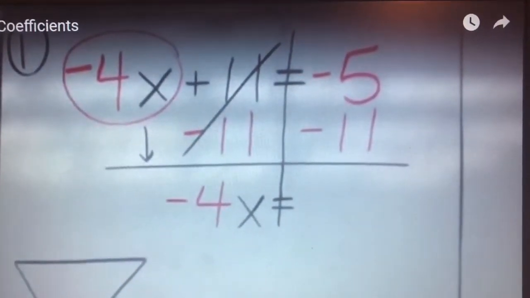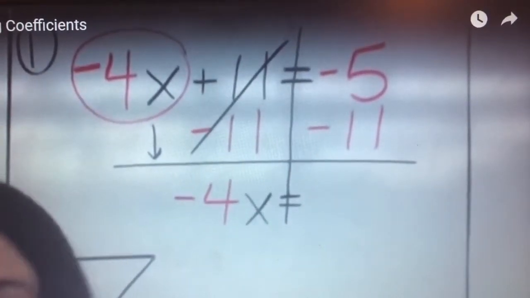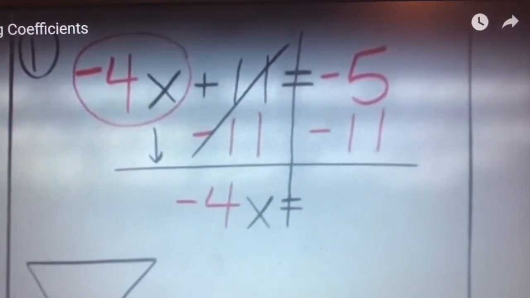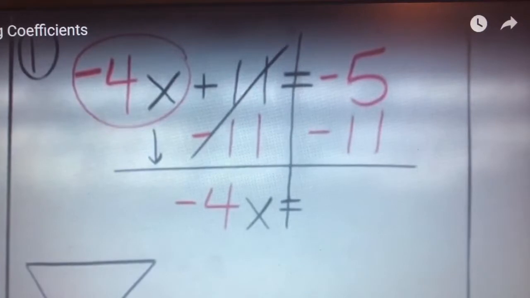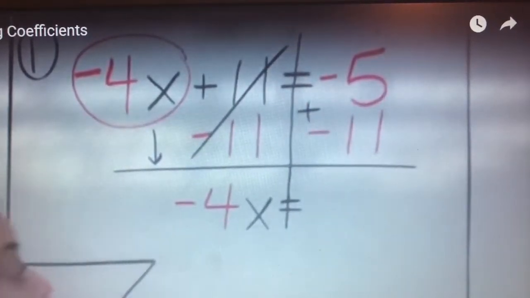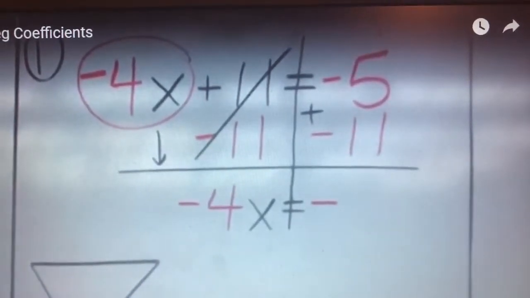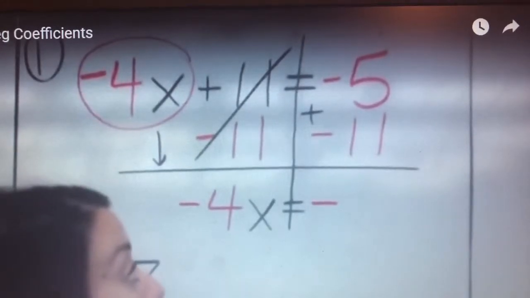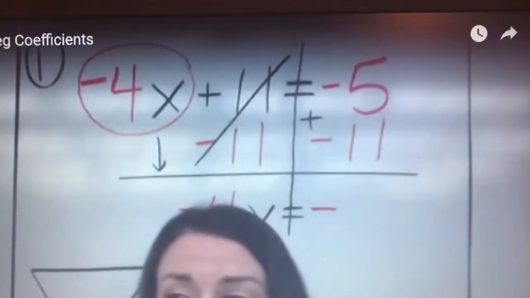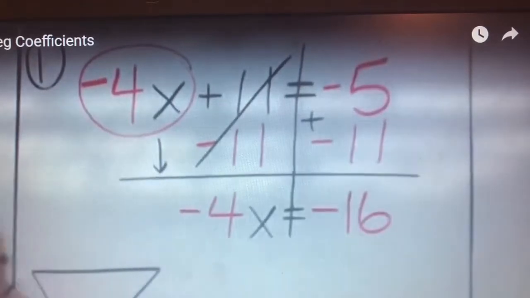Now, we need to do the operations on this side. These are integers, right? Do they have the same sign or different signs? Same signs, right? They're both negative. So you say same signs, add and keep. So you're going to add these two numbers together, but you're going to keep their negative sign. 11 plus 5 is going to be what? Anybody? 11 plus 5? I'm not going to tell you. What is it? It's 16. Very good.